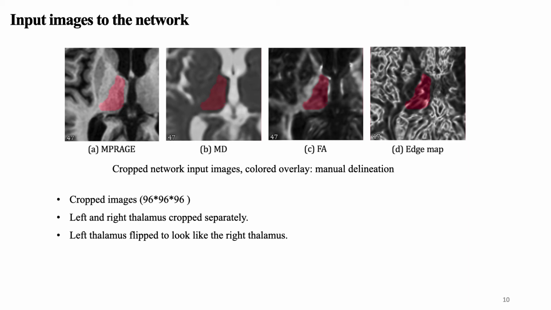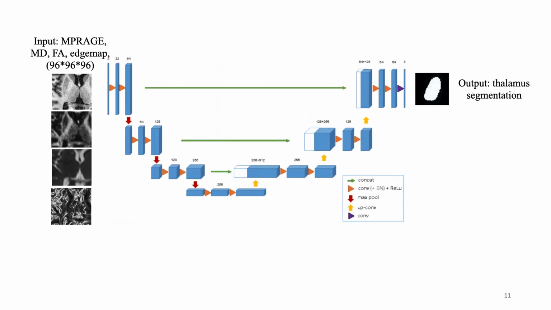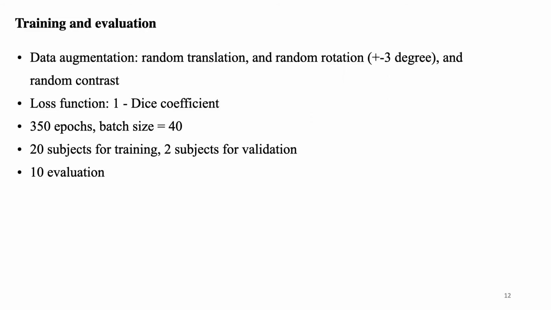The input to the network is a combination of MP-RAGE and feature images from DTI. We can see the picture here. The thalamus mask is overlaid on the images. All the images are cropped to 96 by 96 by 96. The left and right thalamus are cropped separately, and the left is flipped to look like the right thalamus. We input all the cropped images into the network, and then we get a segmentation of the thalamus.